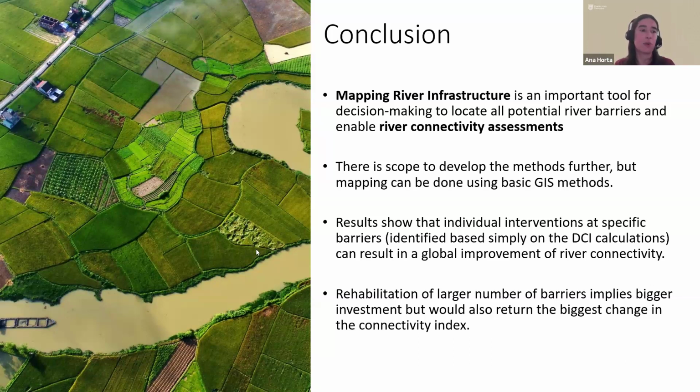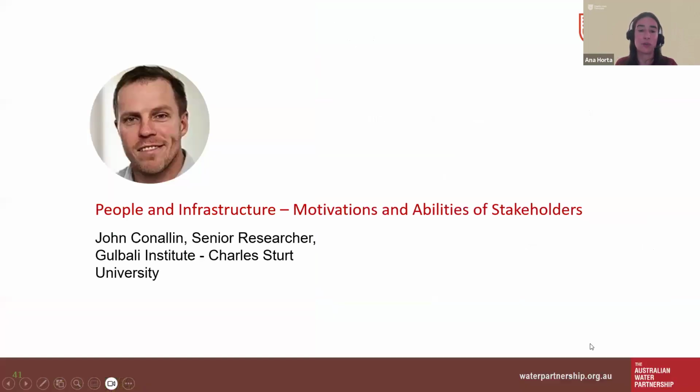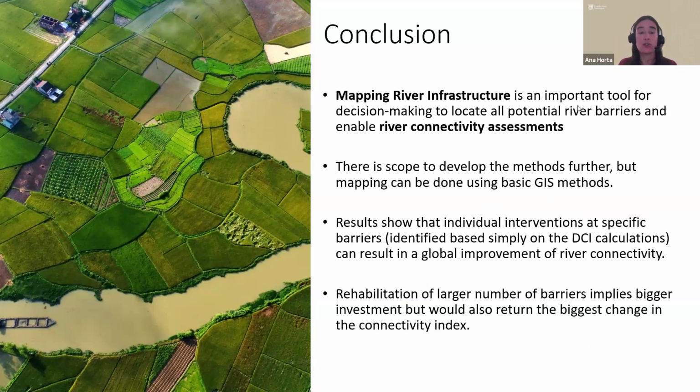From our recent project in Indonesia, we could tell that results can improve for DCI with individual interventions at specific barriers located in the catchment. So that can be translated into a huge improvement in DCI connectivity. And then also, of course, the more barriers that you rehabilitate, the more investment that you will have to make, but also a larger improvement in the DCI index.